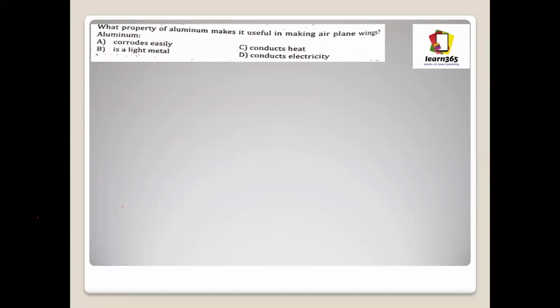Shall we move on to this question? Wait, Asima, wait. Kirivil, wait. I didn't read the answer yet. What property of aluminium makes it useful in making airplane wings? Aluminium corrodes easily, conducts heat. Oh my God, nobody is waiting. Is a light metal, conducts electricity.